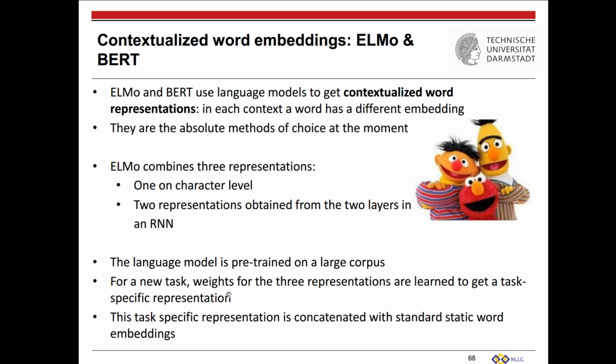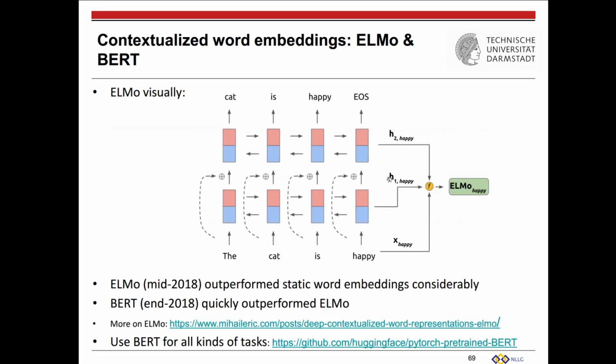And for a new task, the weights for the 3 representations are learned to get a task-specific representation. Well, if you have a particular task, they also learn to adapt this representation on the task. That's what we were talking about already before. You could also keep that static, but they learn weights, and then they say, okay, for our case, that improves the results in many cases. But then BERT actually quickly outperformed ELMo.